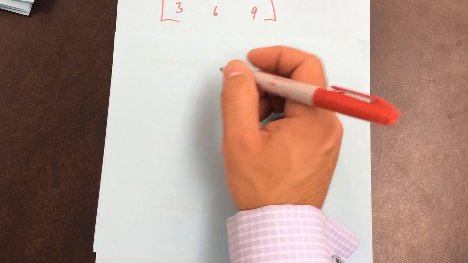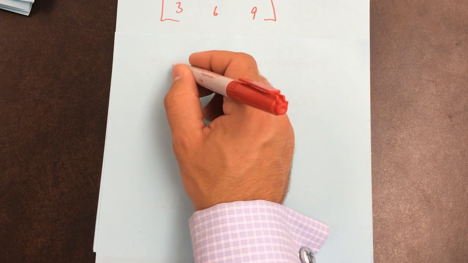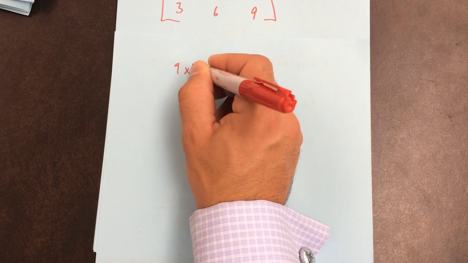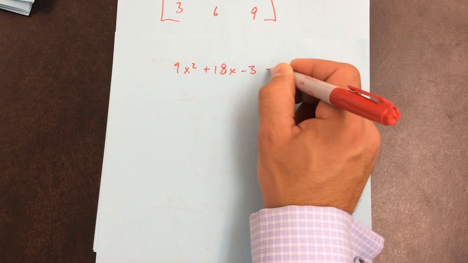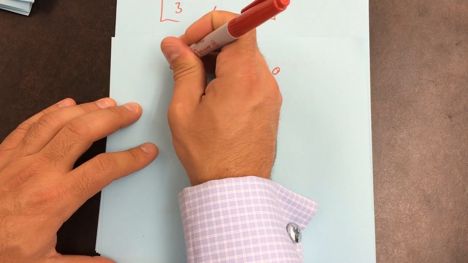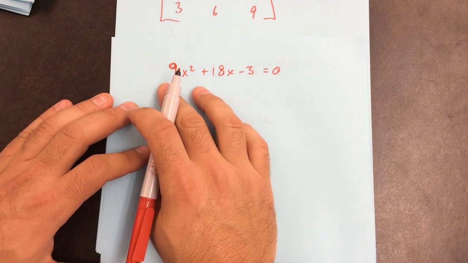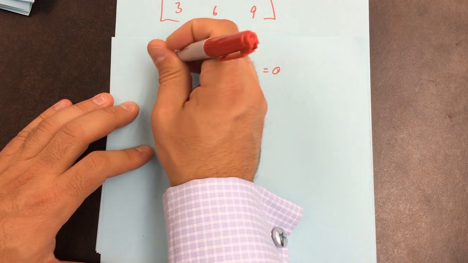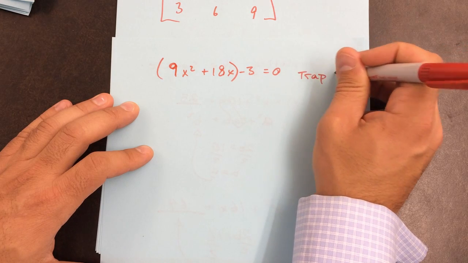Look at a slightly harder one. A slightly harder one is if I have something like this, and it asks me to solve. So I'm going to do the same thing, but something slightly different because this has a number in front of it. So the first thing I want to do is trap my x's. So that's the first step. Trap the x's.